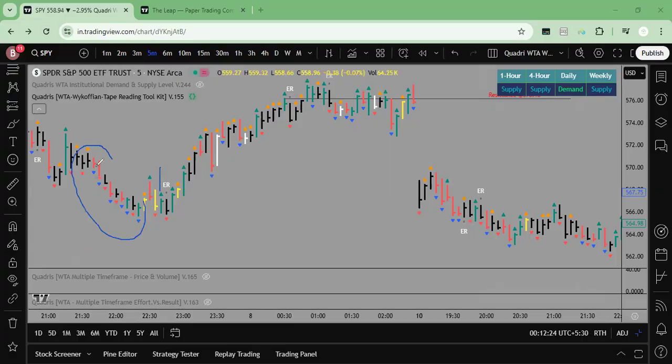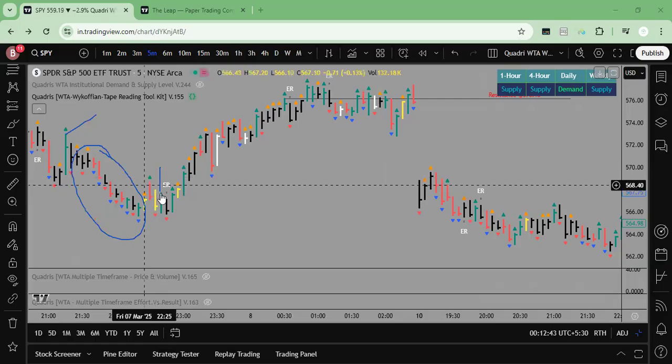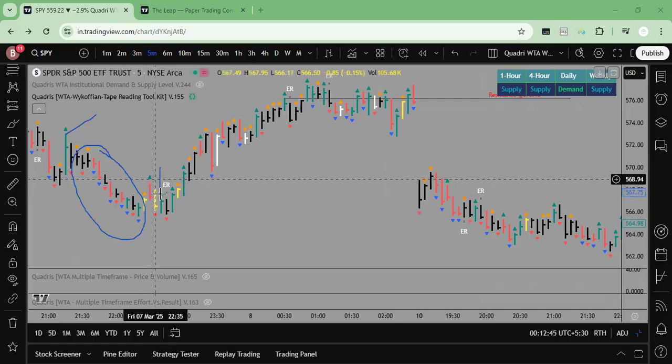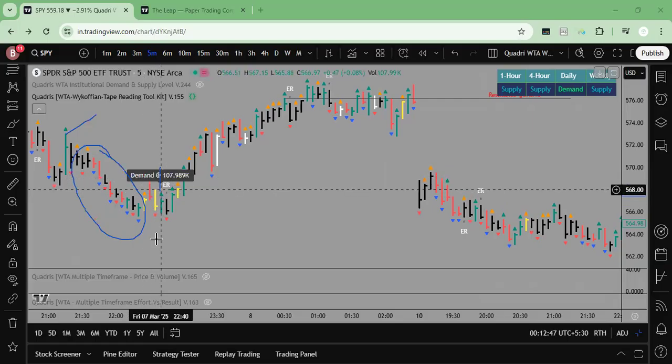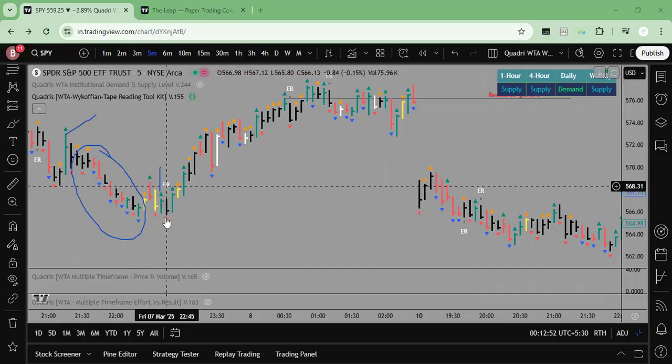It was clear we got a demand bar. You can see throughout this price action, apart from this one, we got the first demand bar. That is a demand green candle with a green triangle facing upward. That means demand is greater than supply. I've mentioned demand because I don't want to make it a bigger level over here. And after that, it is followed by a weak supply and effort versus result.